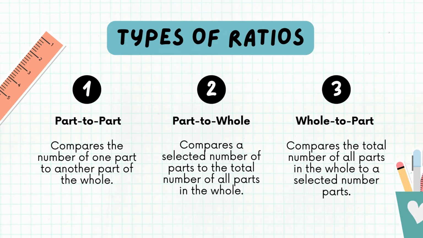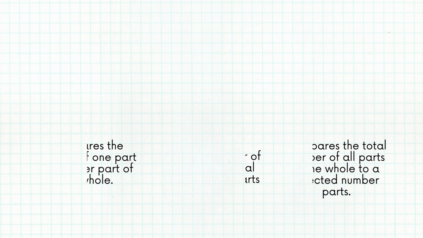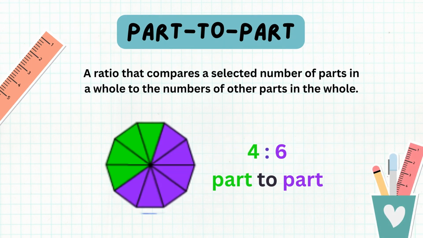There are 3 main types of ratios: part to part, part to whole, and whole to part. Let's start with the first one. A part-to-part ratio compares one part of a whole to another part of the same whole.